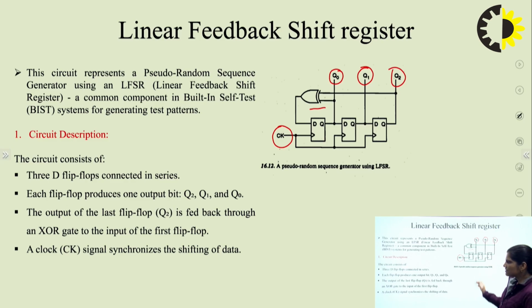Now here, this is the description: 3 D flip-flops are connected in series. Each flip-flop produces output in the form of Q0, Q1 and Q2, and the output of Q2 is connected to this XOR gate. This XOR gate's output is connected to the first D flip-flop. So this cycle will repeat when we get the output from the D flip-flop that is the input of this XOR gate, and one input is also connected to the first D flip-flop; only then do you get the output of this XOR gate, which is connected to the input of this D flip-flop.